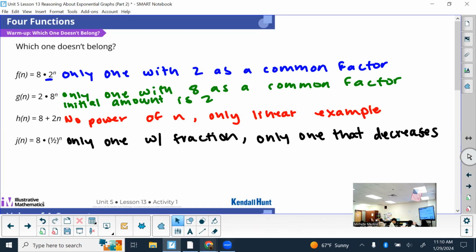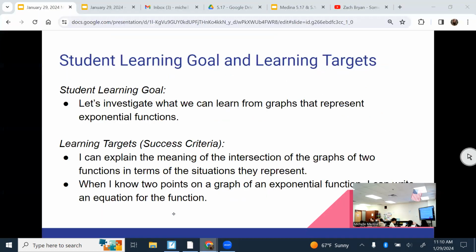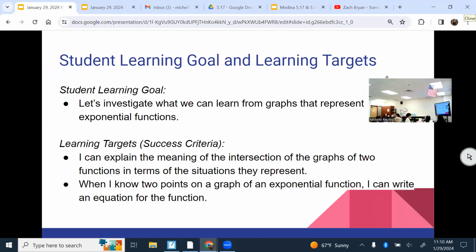Today we're on lesson 13. It's the same title as lesson 12, just now it's part 2. So specifically today, we are going to investigate what we can learn from graphs that represent exponential functions, what it means when they intersect, and when you know 2 points, not necessarily 2 points right next to each other, how to make the equation. That's what we're going to try to cover today.